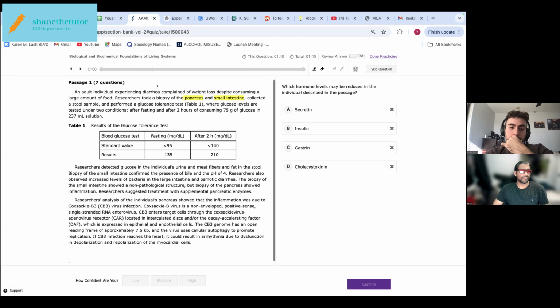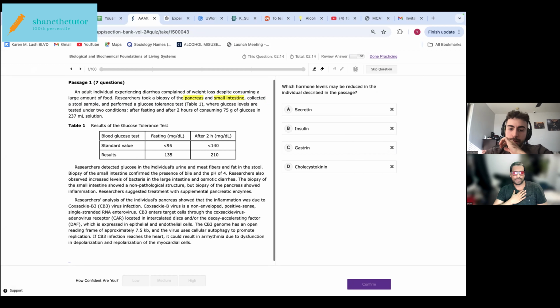Wait, I'm not sure what the standard value versus this result is. What's normal? Oh, and then the result. I see. Okay, this is the result. So it should be less than 95, but it's actually 135. So it's a high fasting glucose. And then after 2 hours of consuming glucose, it should be less than 140, but it's actually 210. So we see that this person has an excess amount of blood glucose, right?